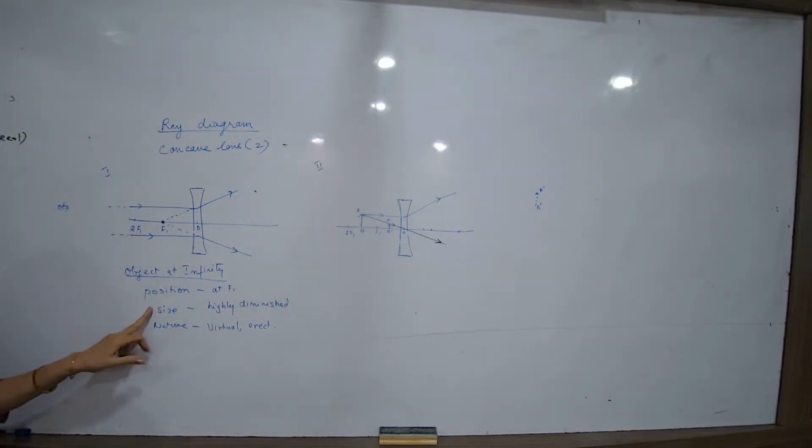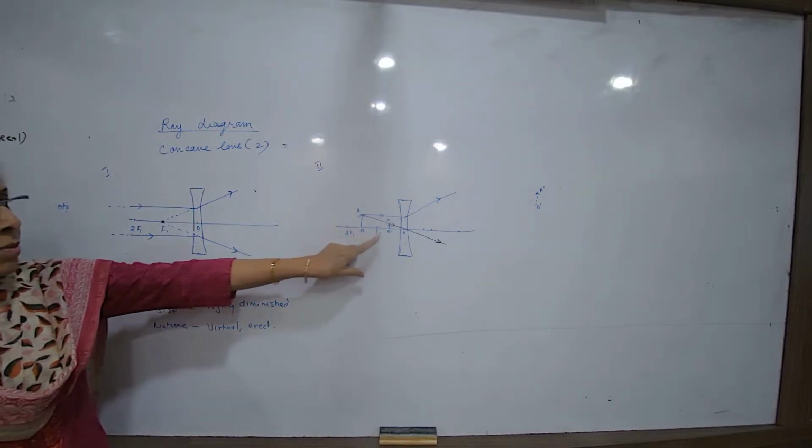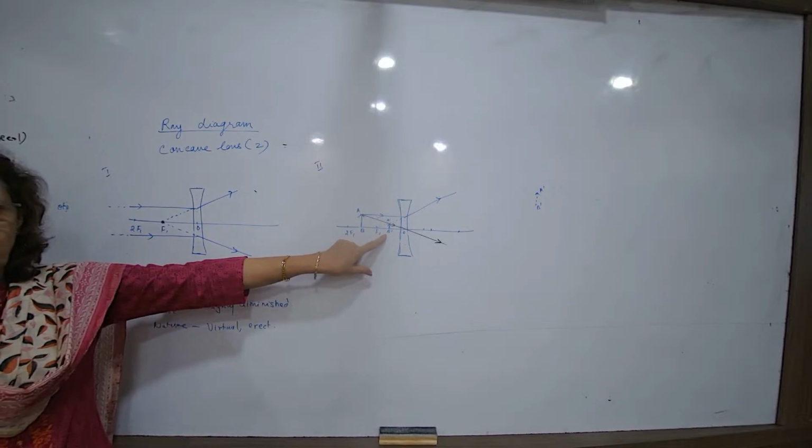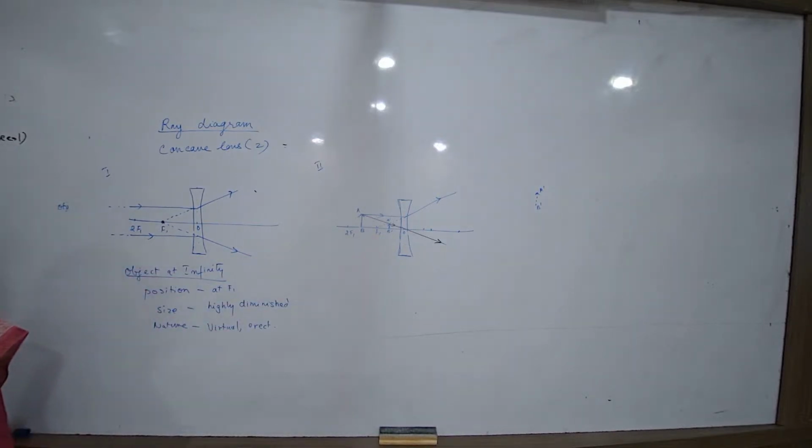Second one, you will write size. It is definitely smaller than the object. Okay, so it is smaller, it is diminished. Finished? Third, you will write about the nature. It is virtual and erect. Position is between optical center and the infinity.